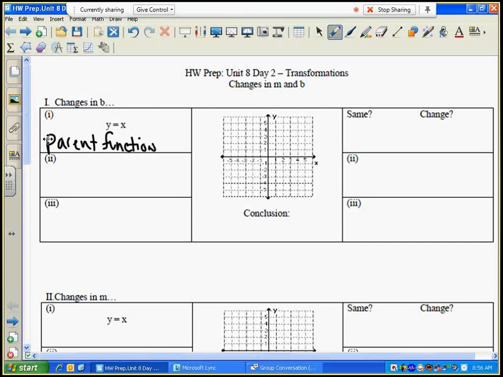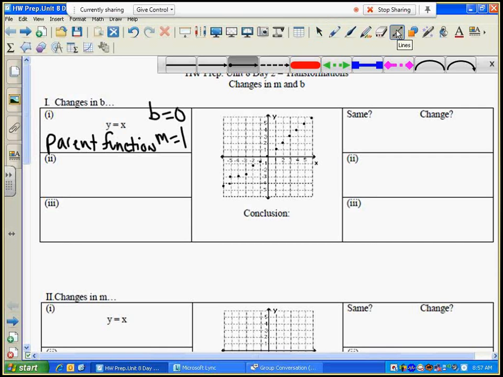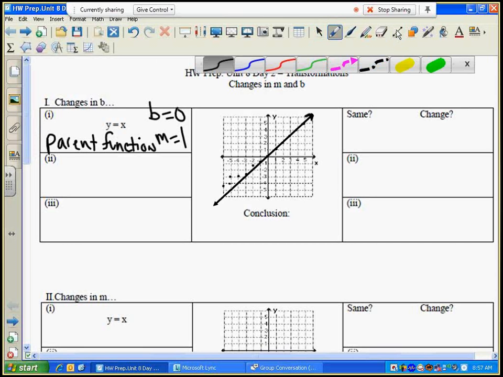Y equals x here has a starting point of 0 and a slope of 1. So we can come over here to our graph and we can actually graph this graph. So start at the origin. Okay. And do your best to graph that graph. Should look something like that. Okay. And then let's begin to make changes to this one.